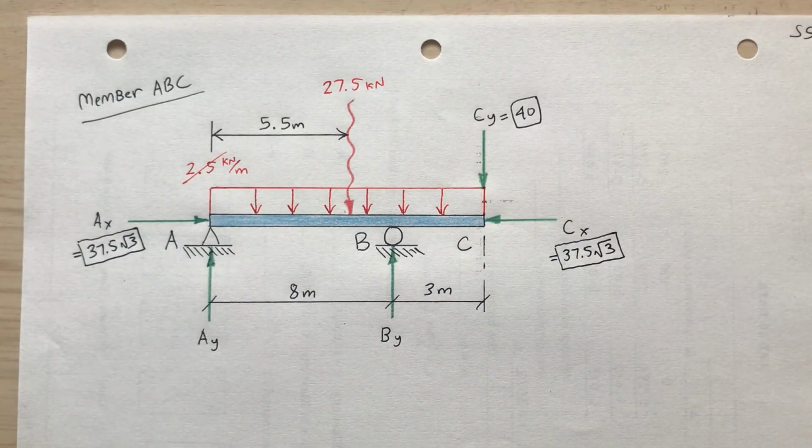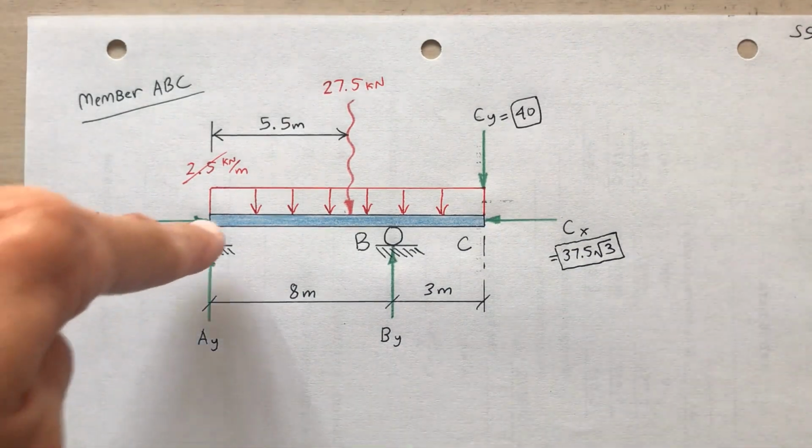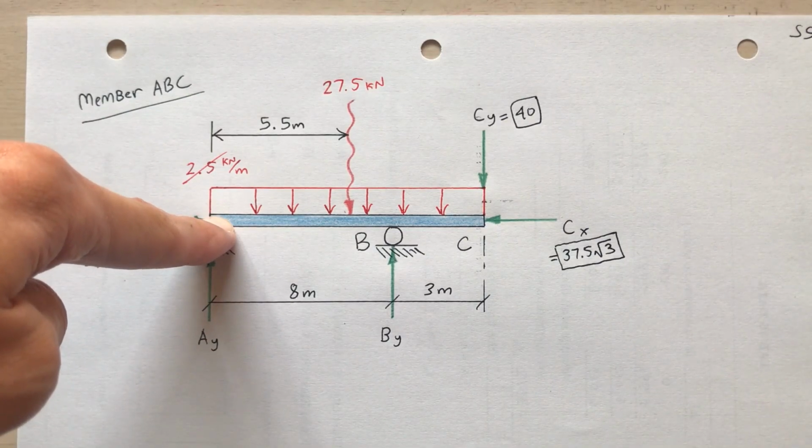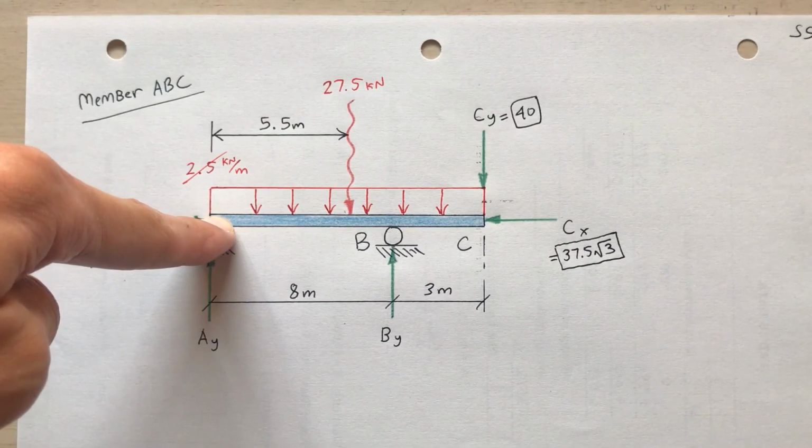It's acting at the midpoint of the distributed load, so 5.5 meters from point A, or from point C for that matter. So now I'm going to take the moments about point A. Moments about point A, counterclockwise, will be positive. That will leave me with B sub y as my only unknown in that equation, so now I'm going to do that.